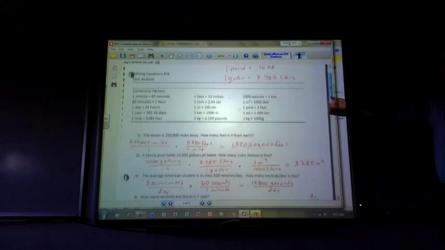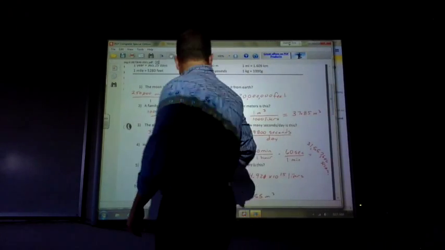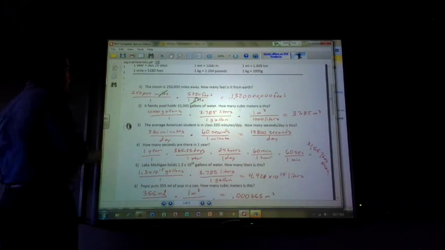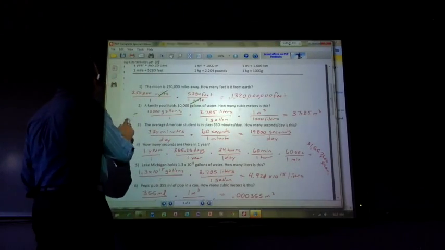So as we go through them, the Moon's 250,000 miles away. How many feet from Earth is it? So 250,000 miles, I put it over 1. Then I multiply by 5,280 feet over 1 mile. That would allow mile and mile to cancel out, leaving us at 1,320,000,000 feet away.